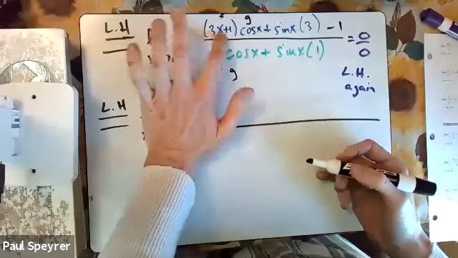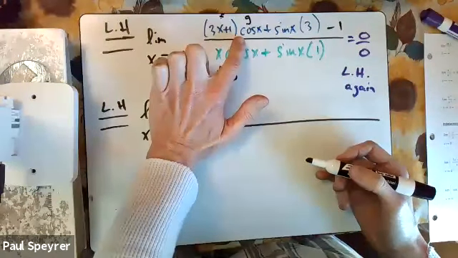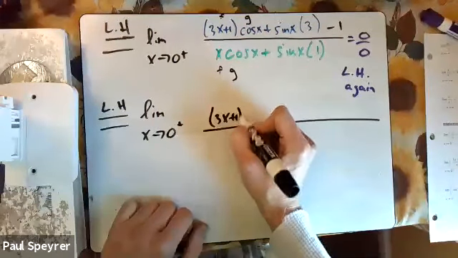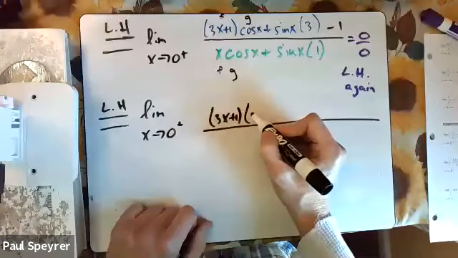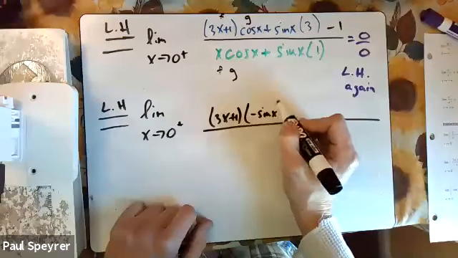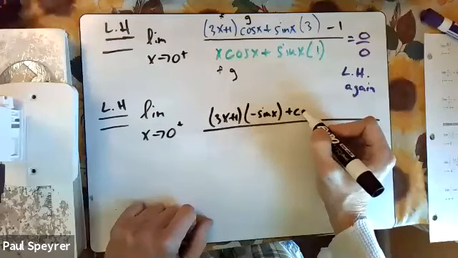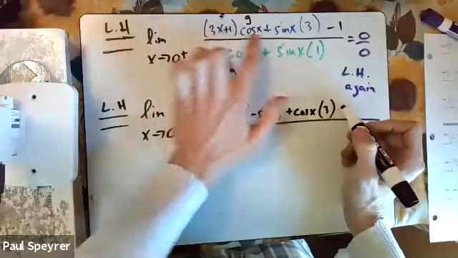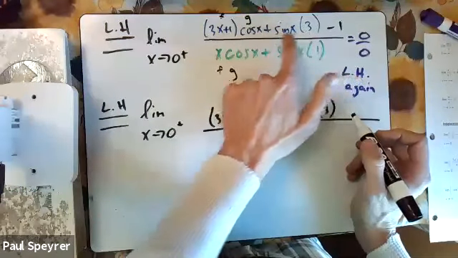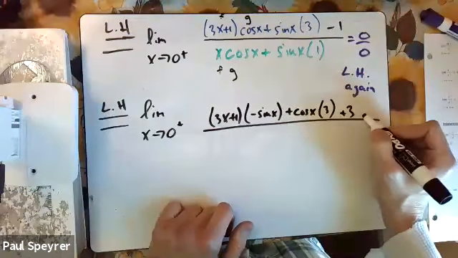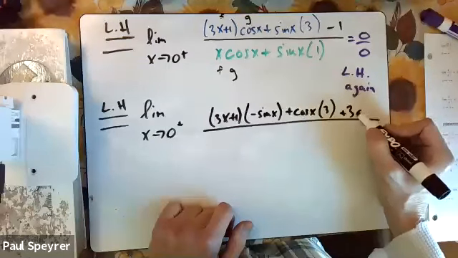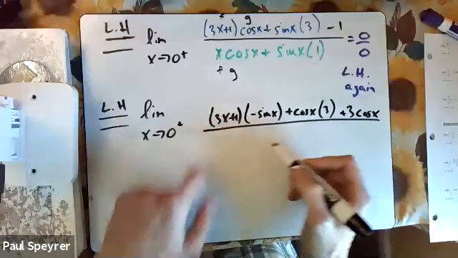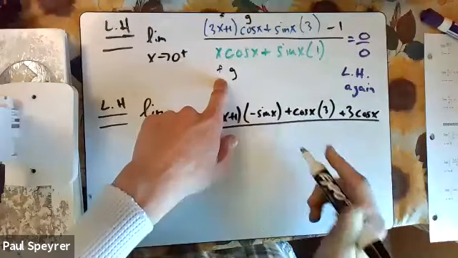3x plus 1 is f. G is the cosine, so f times g prime, that's 3x plus 1 times g prime, that's negative sine of x, plus g times f prime, which is 3. And then the derivative of 3 sine of x is just 3 cosine of x. Derivative of 1 is 0. Let's differentiate the bottom now.